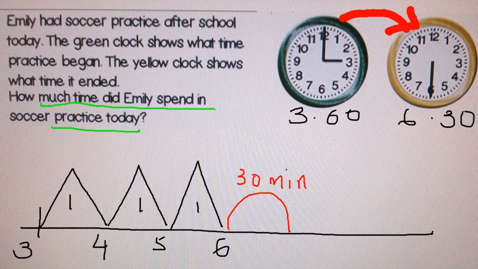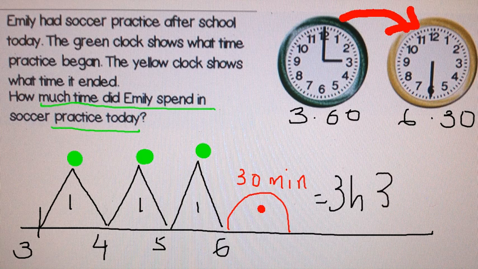The final step is to add up all the total hours. Let's count together. 1, 2, 3. We have 3 hours and 30 minutes. That's the final answer. Let's practice again.